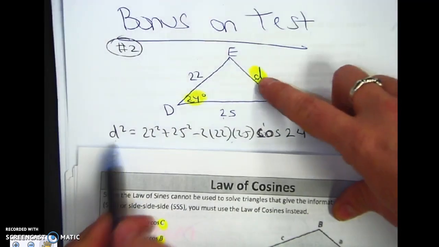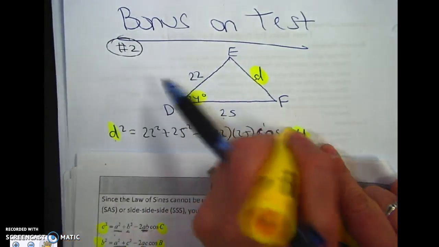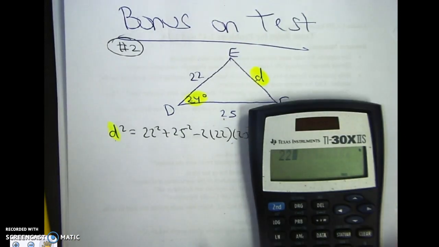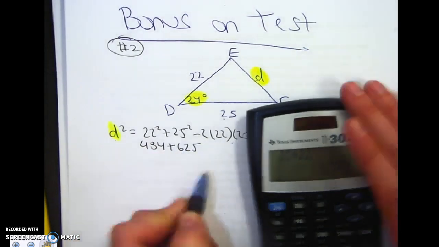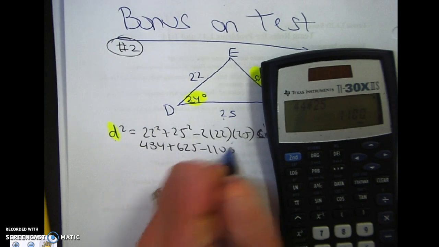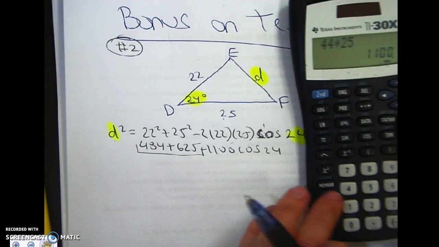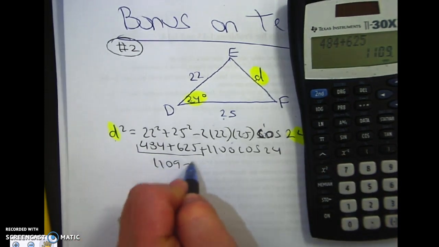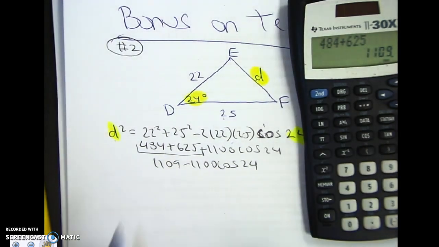The reason I like finding the side is because what's nice is everything else is filled in, but there's my match. Now I'm going to simplify by going 22 squared, 484 plus 625, multiply that, cosine of 24, then take those two, add them up, and I get 1109. I have done as much as I can do.